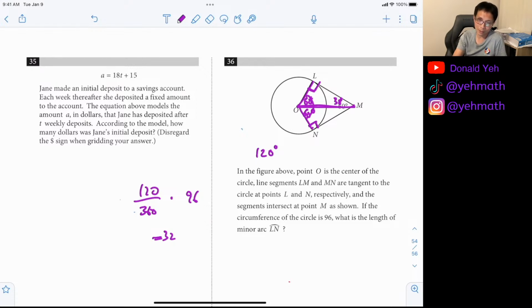So it's 106. This is a circumference. This is 120 slices. 120 slices of things.